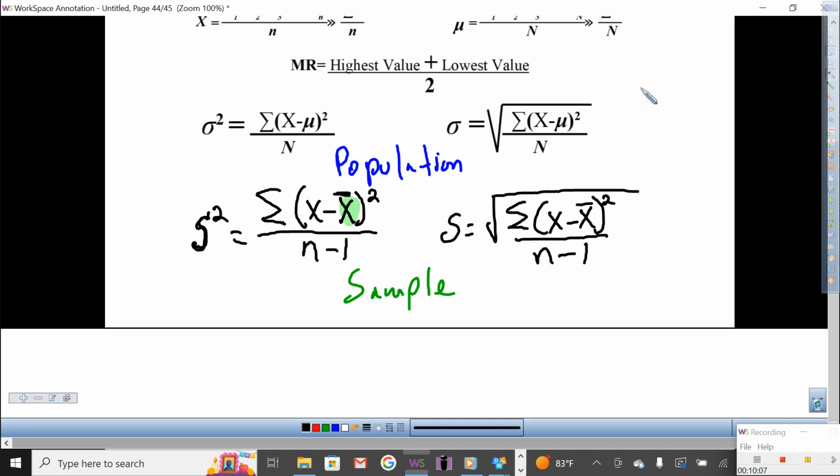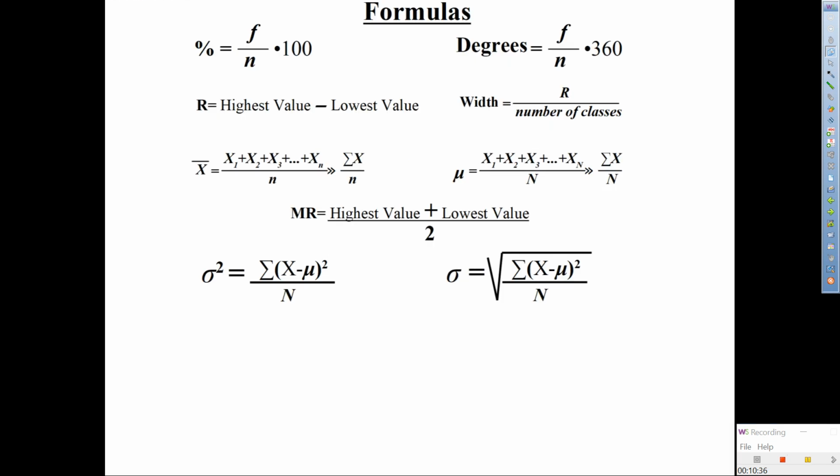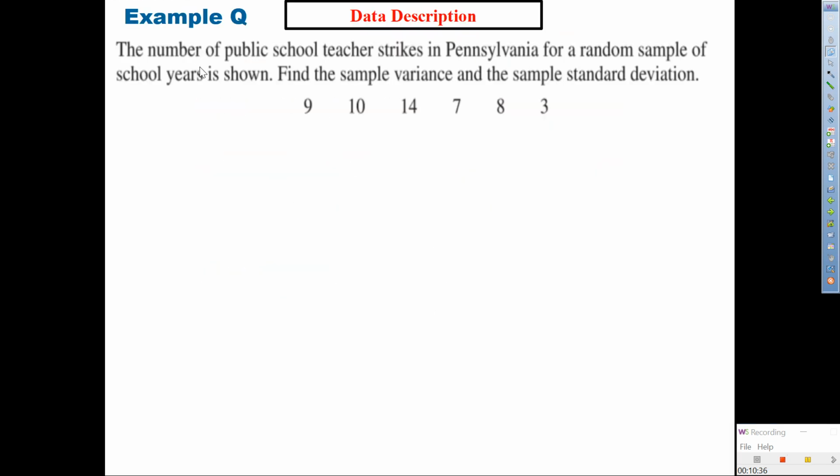So with that said, check this out. Look at this problem. Look up. It says, example Q. The number of public school teacher strikes in Pennsylvania for a random sample of school years is shown. And once again, pay attention to the wording. Find the sample variance and the sample standard deviation. So tell your neighbor which formula you're going to use for that.